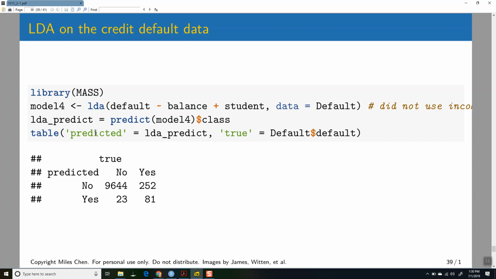And then this produces what we call a confusion matrix. Okay, and this says what we predicted versus the true. And here's the actual, whether they defaulted or not in the real data set. And what we see is that when we predicted no, they really were no's 9,644 times, but we got it wrong 252 times. When we predicted yes, we got it right 81 times, but we got it wrong 23 times. Okay.